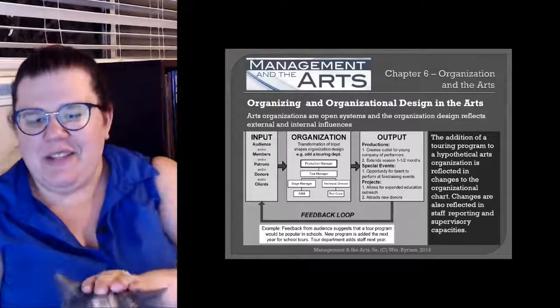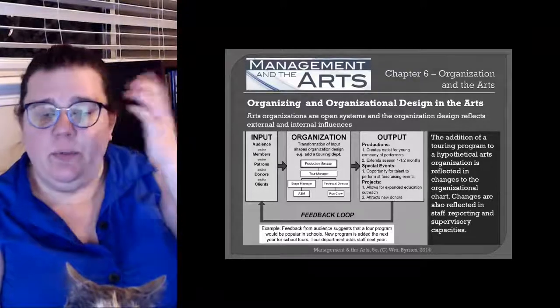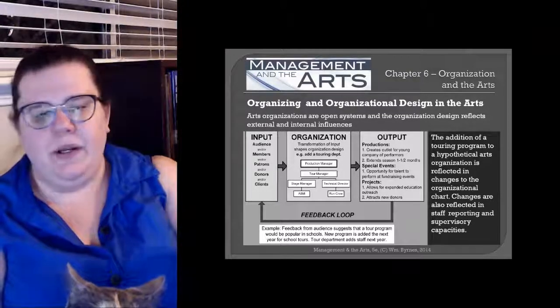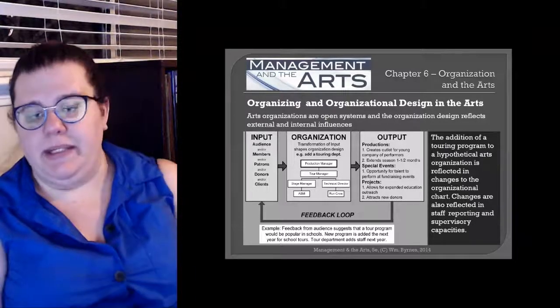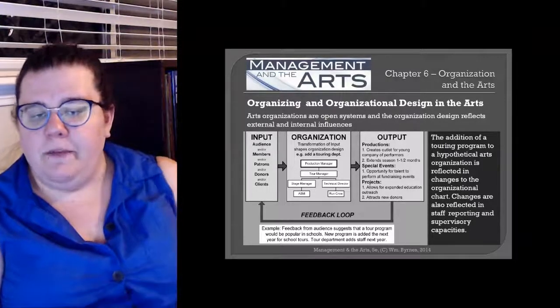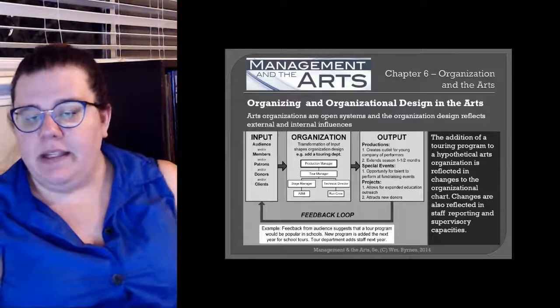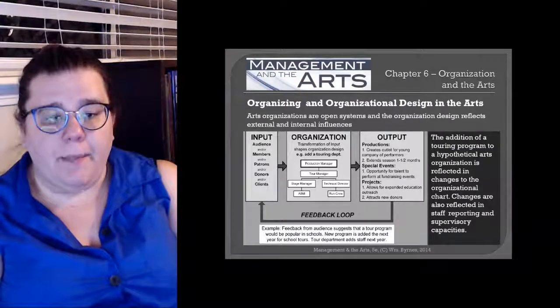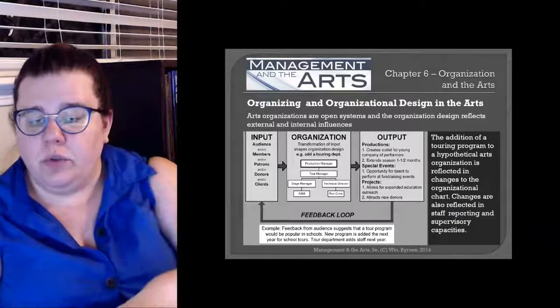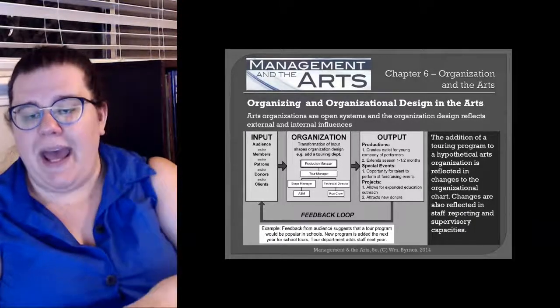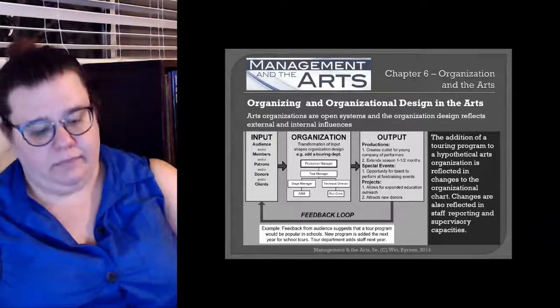All right, so, feedback loop. We talked about this before, right? You always want to be listening to people. You always want to be changing. You never want to be stagnant, right? So in this example, feedback from the audience suggests that a tour program would be popular in schools, and the new program is added the next year for school tours. The tour department adds staff the year after that.